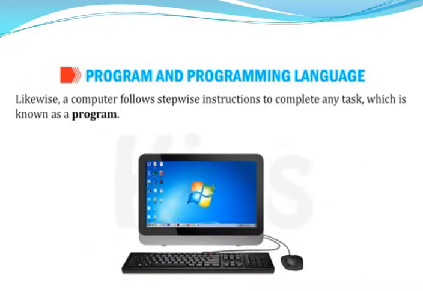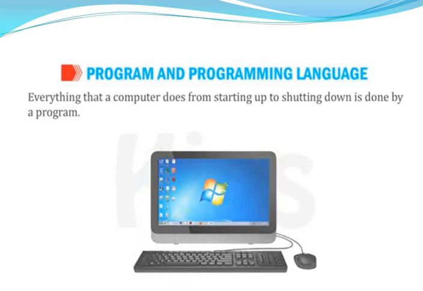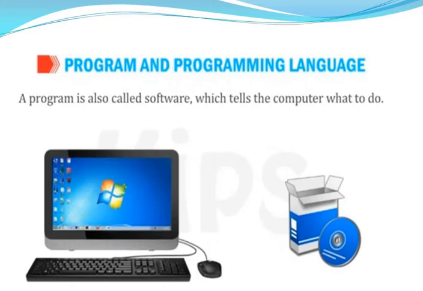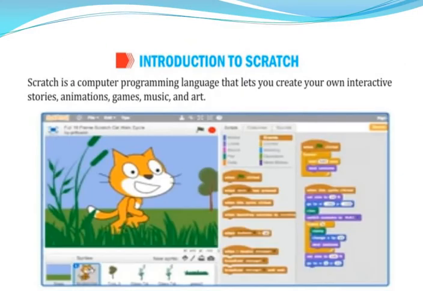Like that, a computer follows stepwise instructions to complete any task, which is known as a program. Everything that a computer does from starting up to shutting down is done by a program. A program is also called software, which tells the computer what to do. The language used to write programs is called programming language.